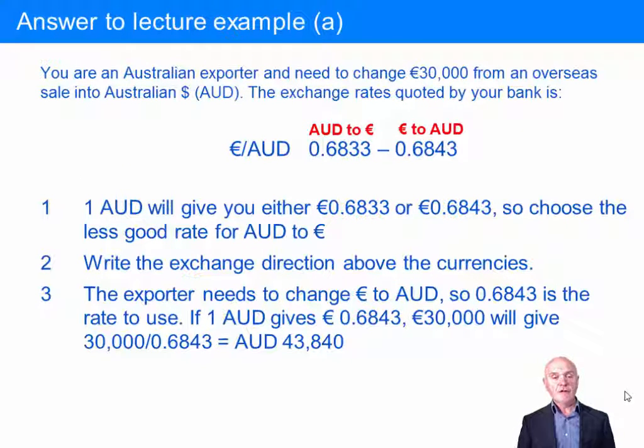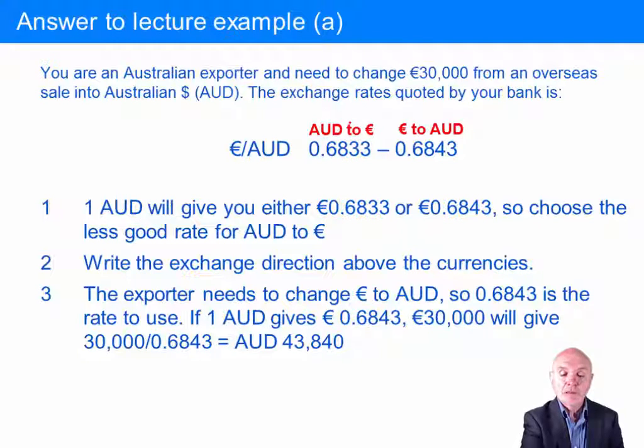So let's look at the first one here. An Australian exporter, we're going to be getting €30,000. So let's see which rate is going to be applying to us in here. And the way the rate's given to us there means if you went along with $1 Australian, the bank will either give you €0.6833 or will give you €0.6843. It'll give you the lower amount if you went along with your $1 Australian. So this must be the dollars to euros. It's only going to give you 0.6833 euros, not 0.6843.